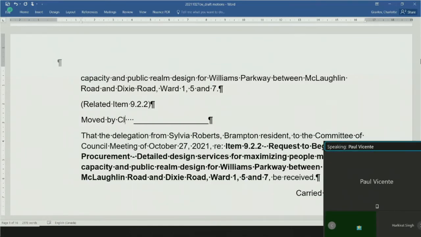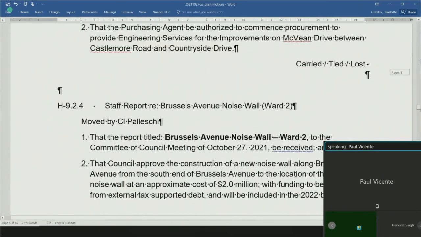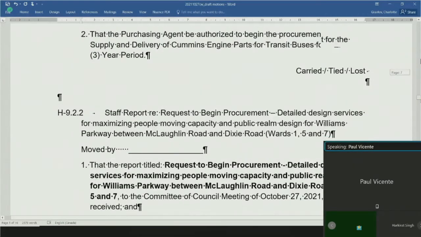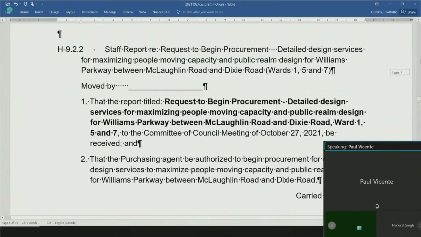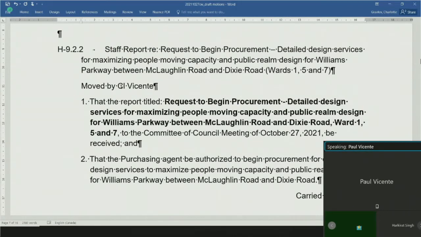Just a quick comment to everyone. The work that the City of Brampton has done over the better part of the last decade with respect to Williams Parkway was based on the idea that when you have a lot of congestion, the solution is to add more lanes. And we know that that is not the case. And thank you, Sylvia, for pointing that out. It really is not the ideal way to move more people.